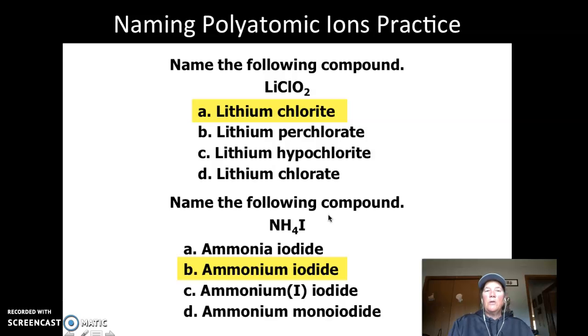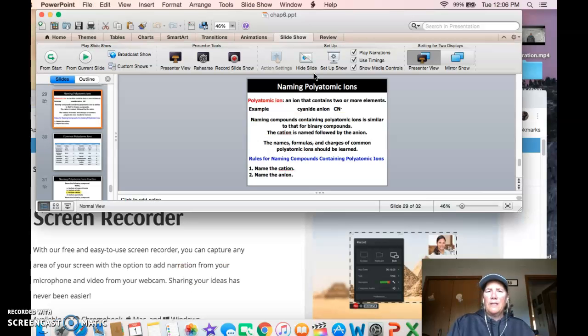Now when you're writing the formulas, you do just the opposite. Write the symbols. Lithium is Li, chlorite is ClO2, and you'll see its charge is -1. So you have +1, -1. Hey, they equal each other. We're all good.